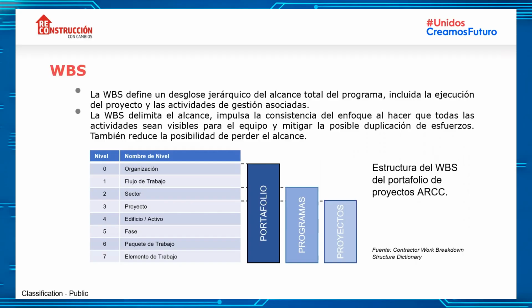In this chart, you can see the reference diagram, how is the behavior of the project's portfolio for ARCC, where we have 7 levels, and level 0 is the organization. Later on we will see how we lead these communication levels. All this information is defined in the WBS dictionary that is in the ARCC database in Primavera. Next one, please.